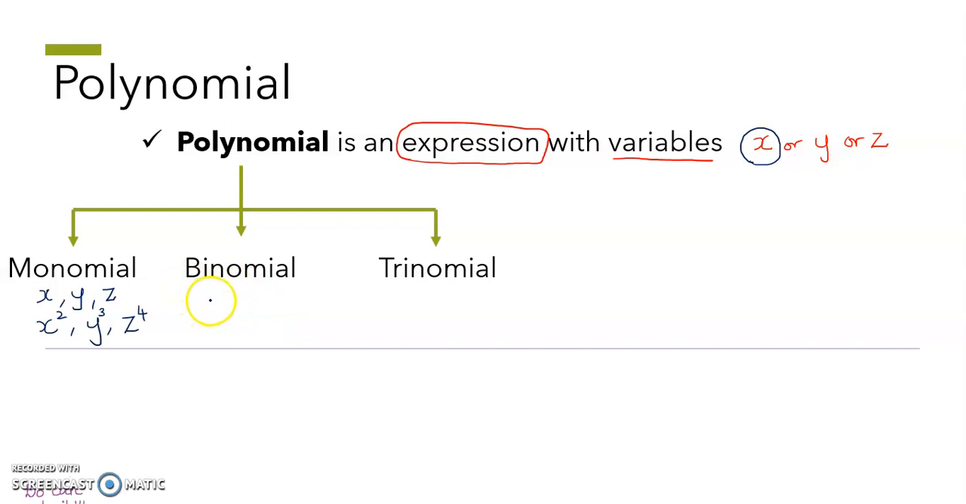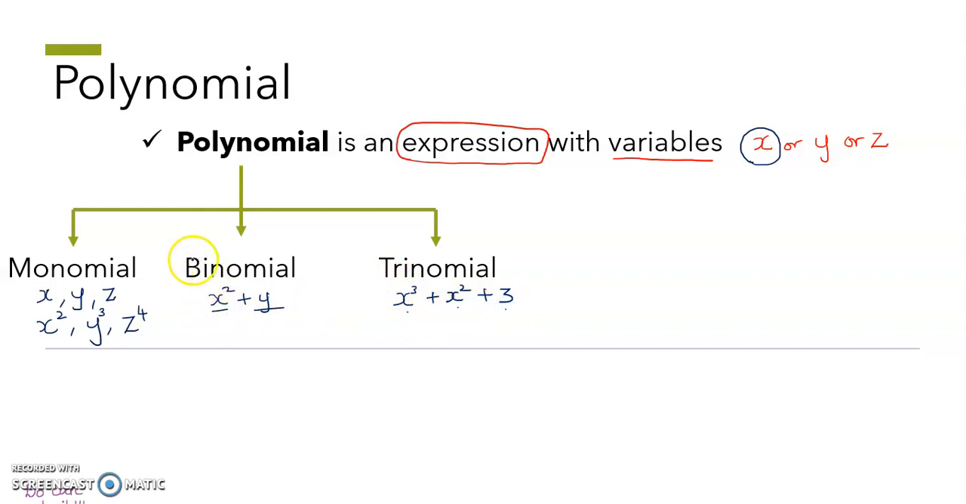A binomial is composed of two terms. For example, x squared plus y. This is an example of a binomial because it contains two terms. Similarly, a trinomial can be, for example, x cubed plus x squared plus 3. Why do we call it a trinomial? Because it has three terms.